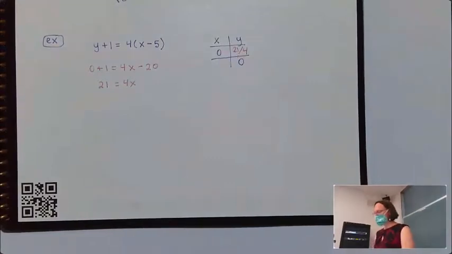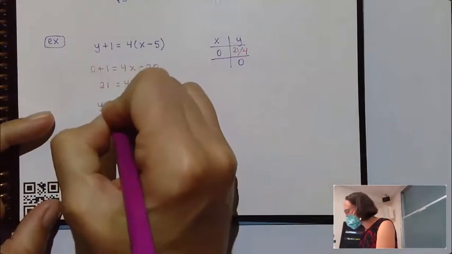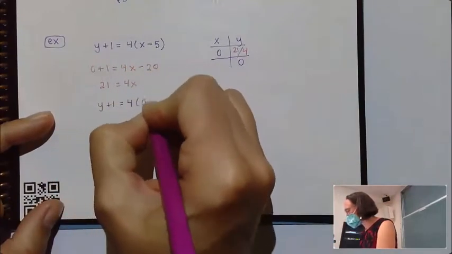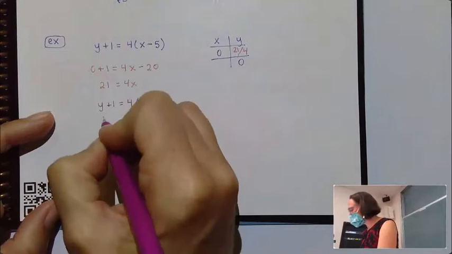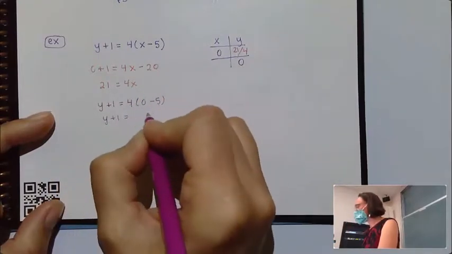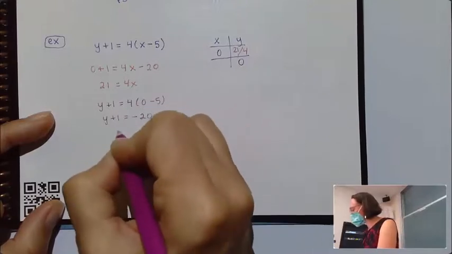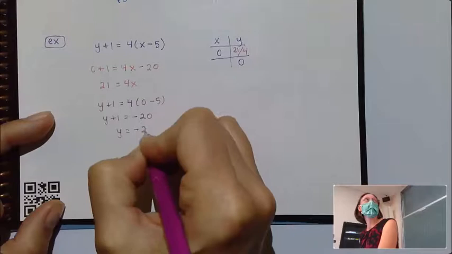In terms of the Y-intercept, if we plug in 0 for X, then I've got Y plus 1 is equal to 4 times 0 minus 5, or Y plus 1 is equal to 0 minus 5, which is -5. 4 times -5 is -20. And Y would be equal to -21.